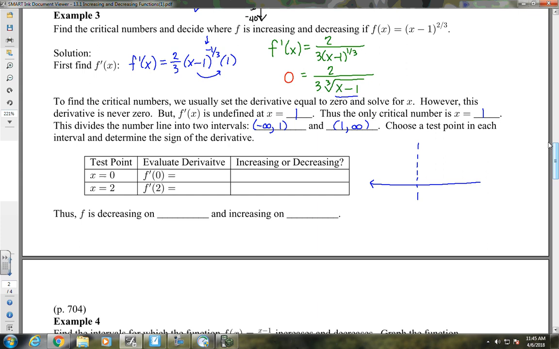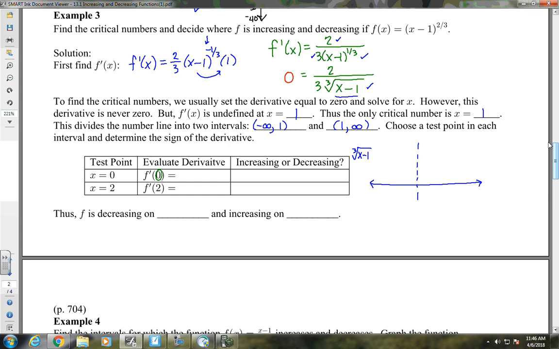The number line is divided by my critical number 1, and I'm going to look at the factors of my derivative. 2 is a factor. It's positive, so it's never going to affect the sign of the derivative. 3 is positive, so it's never going to affect the sign of the derivative. So really, I just want to consider this factor, x minus 1 to the 1/3, or you can think of it as cube root of x minus 1. So that's the only thing that's going to determine the sign of my derivative.